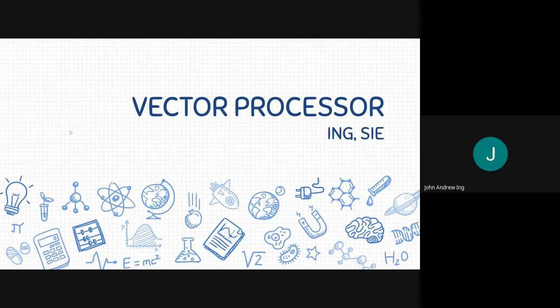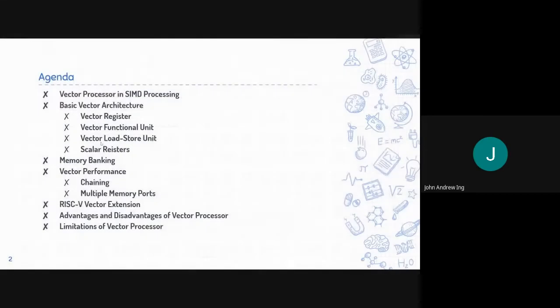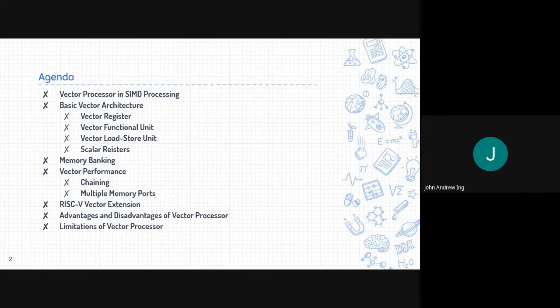We will be discussing vector architecture and vector processors. This is our table of contents and agenda we will be discussing today. First is vector processor and SIMD processing, basic vector architecture, memory banking, vector performance, and then RISC-V vector extension, advantages and disadvantages of vector processor, and the limitations of vector processor.